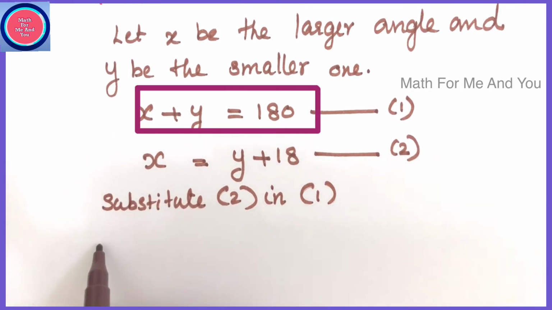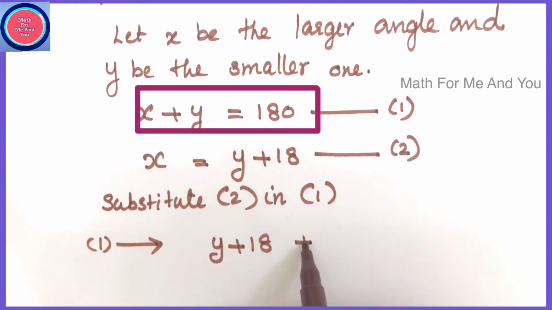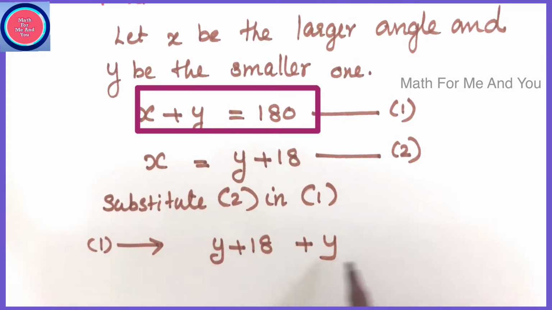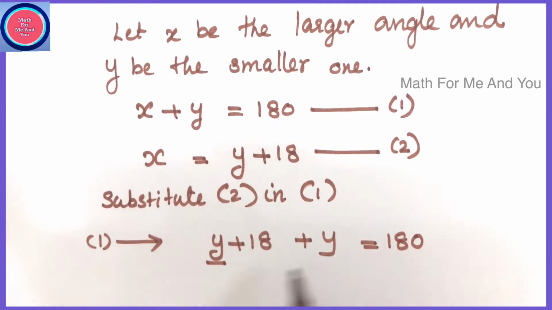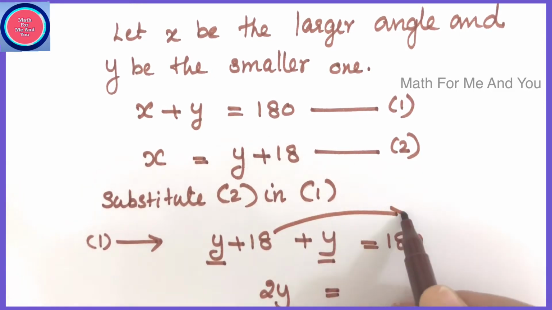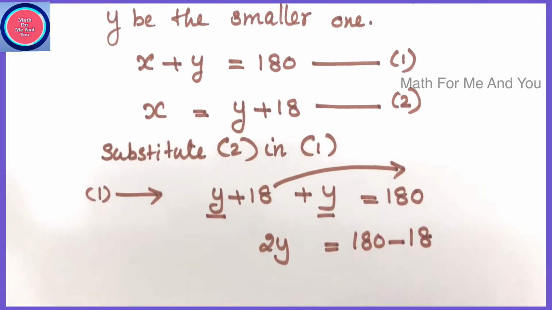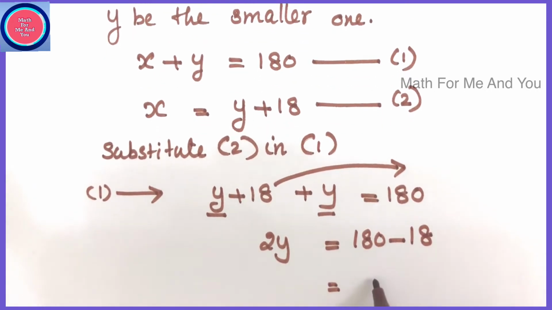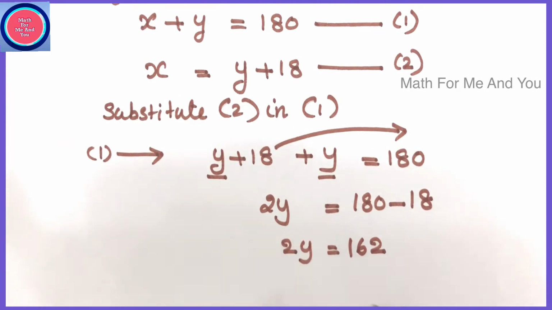In place of x, we could give y plus 18. In equation number 1, we change x with y plus 18. Then plus y is equal to 180. Now y plus y equals 2y, and move 18 to the other side, it becomes negative 18. 180 minus 18 is equal to 162 degrees. 2y equals 162.